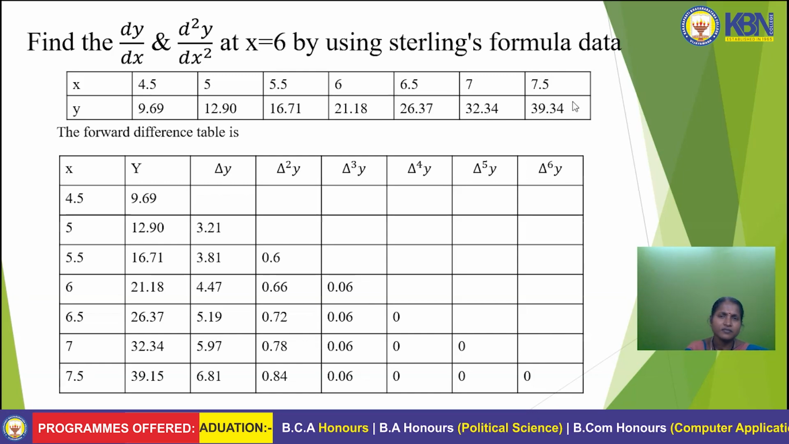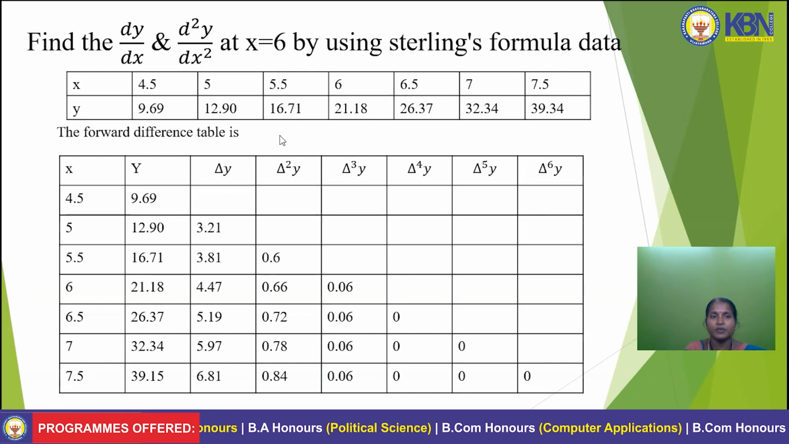Okay, again we can frame the forward difference table. Firstly we can write the x values 4.5, 5, 5.5, 6, 6.5, 7, 7.5, with the corresponding values given. First we can calculate delta y, that means the first difference, y1 minus y0.